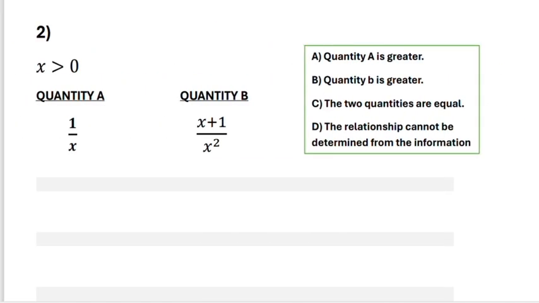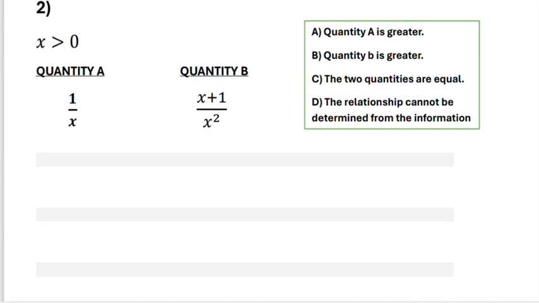For question 2, we are given that x is greater than 0 and we are asked to compare quantity A and quantity B. Let me write it out. Quantity A is 1 over x and quantity B is x plus 1 over x squared. We don't know whether it is greater than, equal to, or less than.